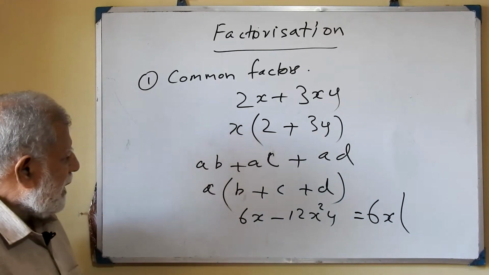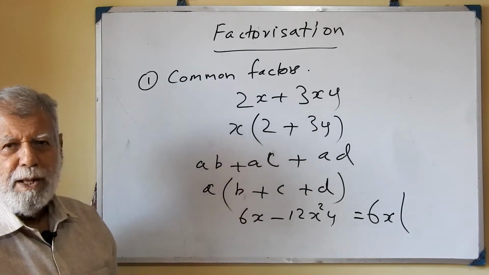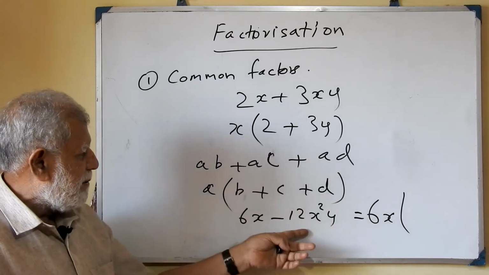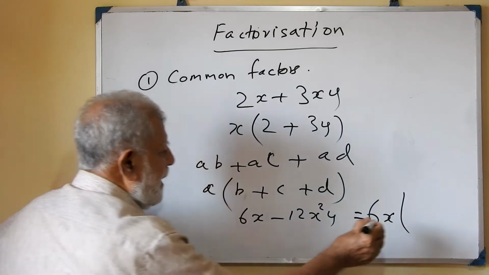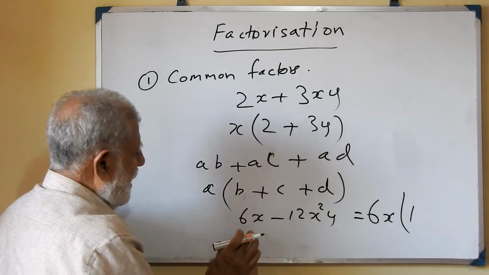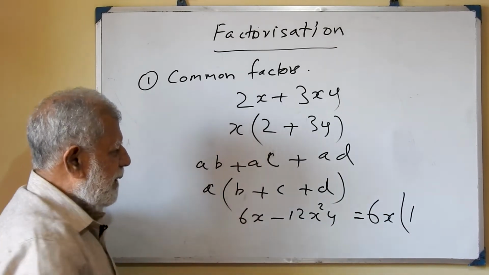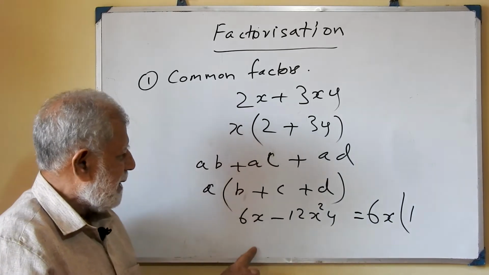Okay. Now we have taken out 6x. So we have taken out the whole thing here. So what is remaining here? Many children think that nothing is remaining and they just write only this one. No, it's not. So when we take out the 6x, we know that 1 is remaining. Because when you remove the bracket, you must get this expression. So only if there is 1 here will you be getting 6x. So 6x into 1 is 6x.